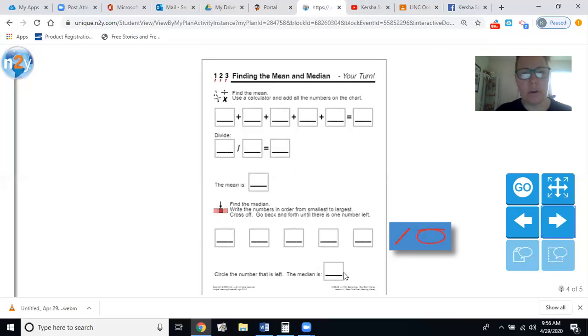Okay, well, that's all for the math lesson, finding the mean and median.